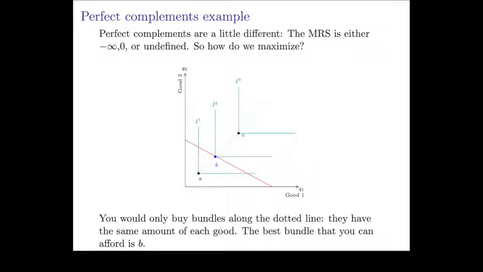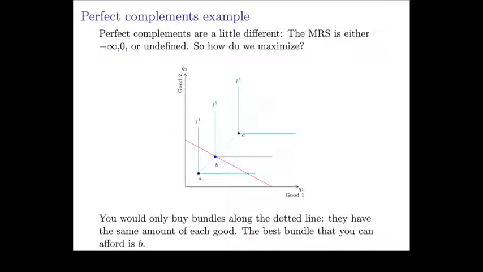Perfect complements are a little bit different than what we've seen in the previous two little clips about optimizing the consumer's choice of their bundle. What's different is that the marginal rate of substitution is either infinite or zero, or it's undefined at the corners. So you can't just set it equal to the marginal rate of transformation. So how should a consumer maximize their choice of bundle if they have perfect complements preferences?